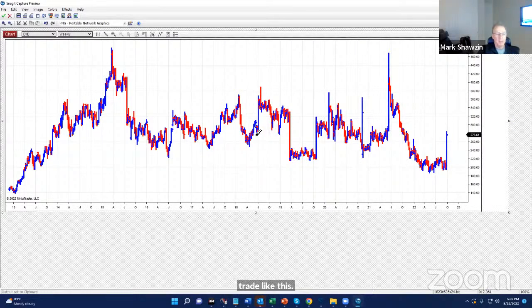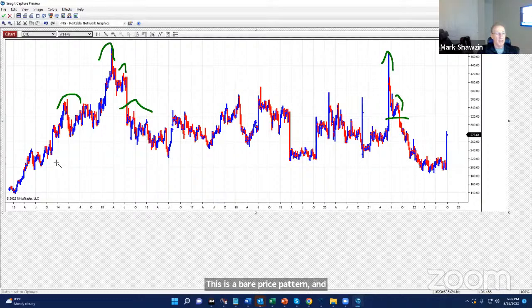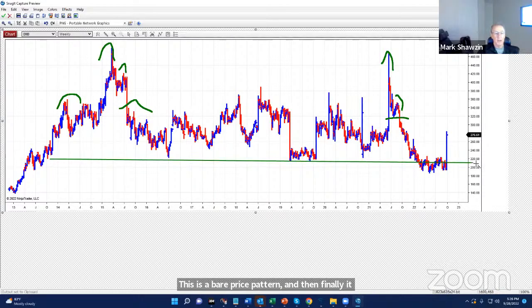So this is Biogen, and for 10 years, going back to 2013, this has flashed all kinds of bearish warnings. This is a bear price pattern. And then finally it cracked this neckline. So I started exploring the short side once this thing started breaking here. But then, like I said, I look at the patterns and then I see how the market trades relative to the pattern.